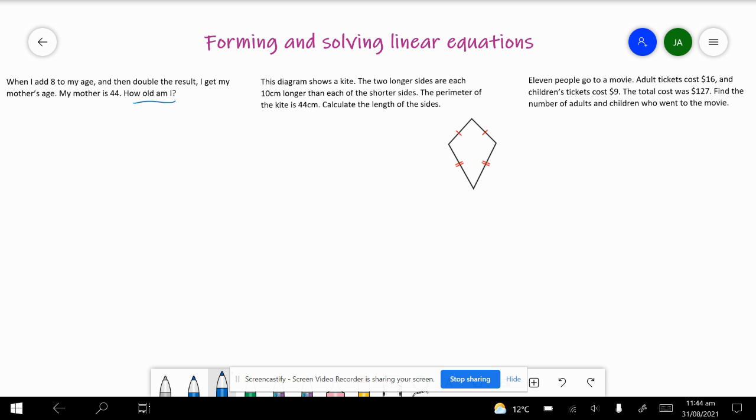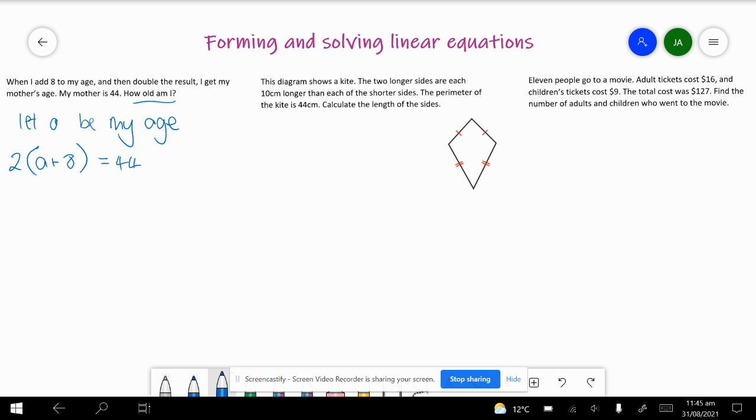Okay, so we're going to call, let A be my age. Okay, so if I start with my age and I add 8 to it, and then double the result, so we're doubling the whole thing, so we're going to multiply the whole thing by 2. I get my mother's age. My mother's age is 44, so we're going to put that equal to 44.